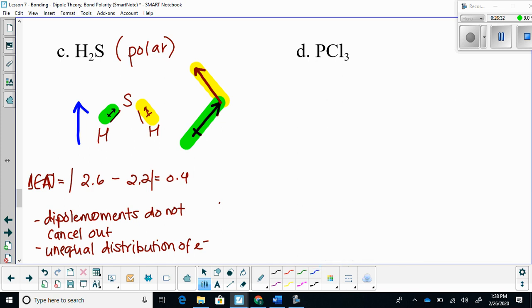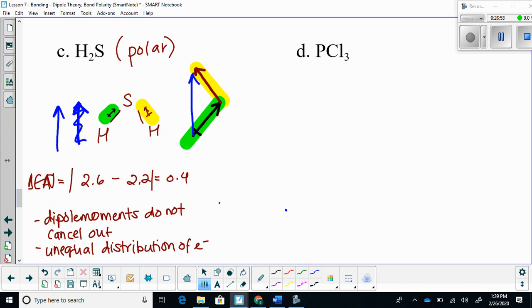Our net dipole, we are going to add it. We are going to close the polygon from tail to tip. So I close the polygon like this. So when I'm drawing my net dipole, the electrons are going towards sulfur, which makes sense because it is more electronegative.